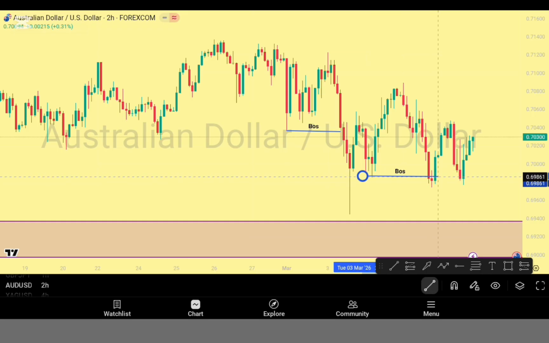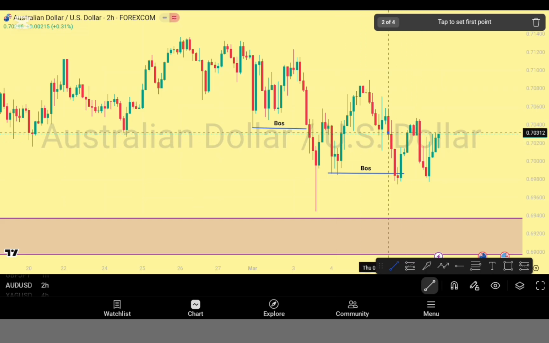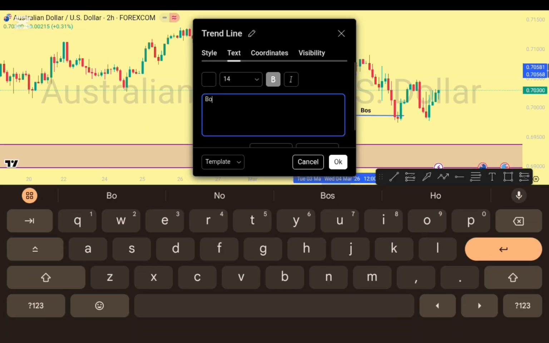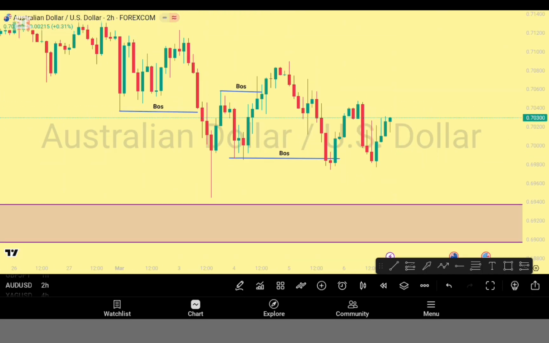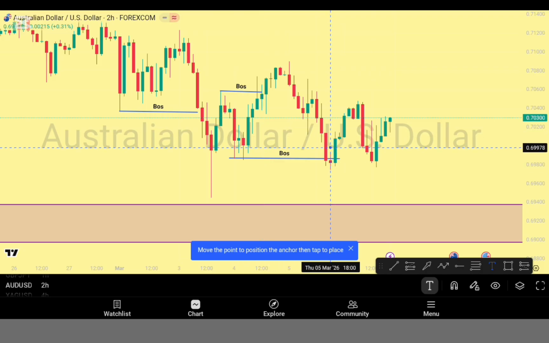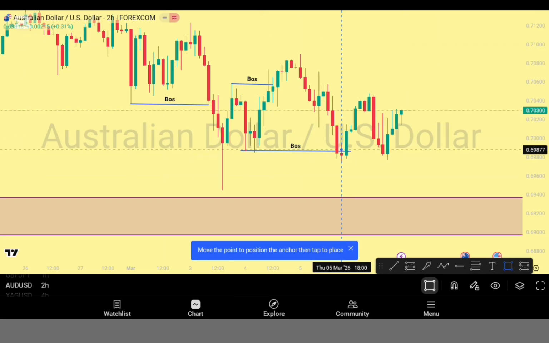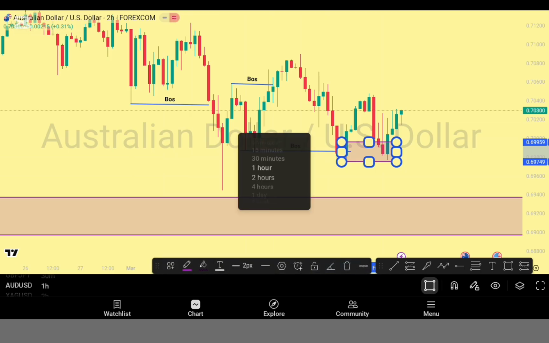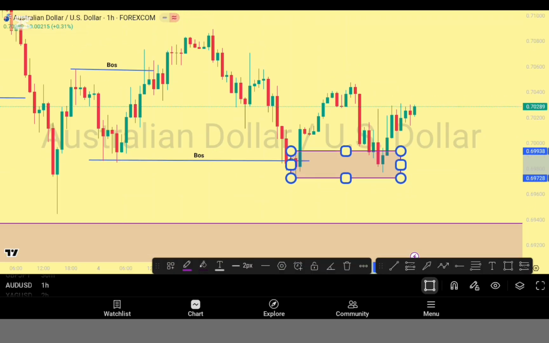So we have this zone. Before then, we have this internal break of structure, which market tapped into the origin and dropped. So market is really reacting to this other block. After that last break of structure, you can see market is reacting to this one.